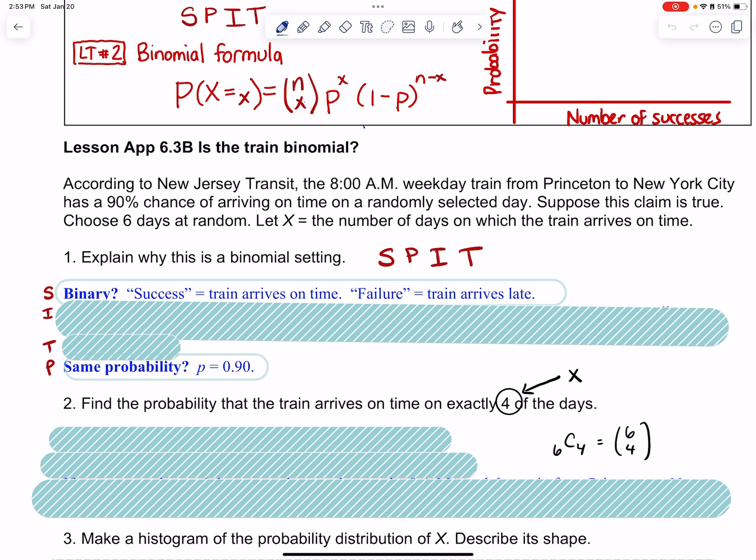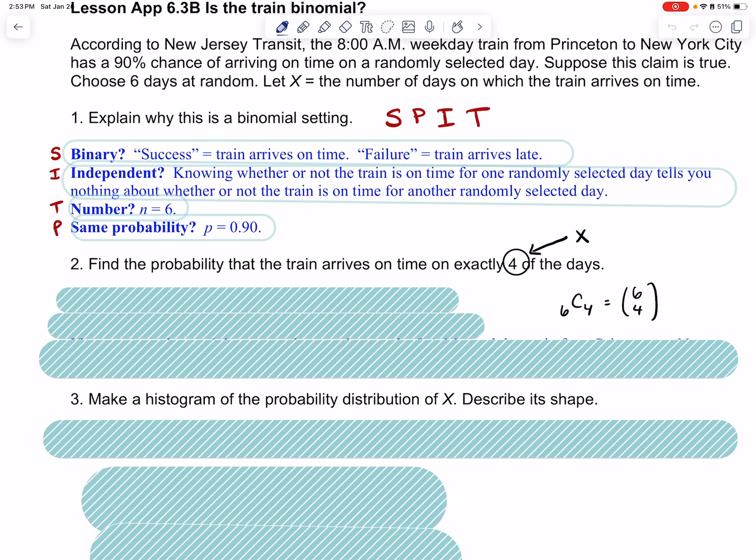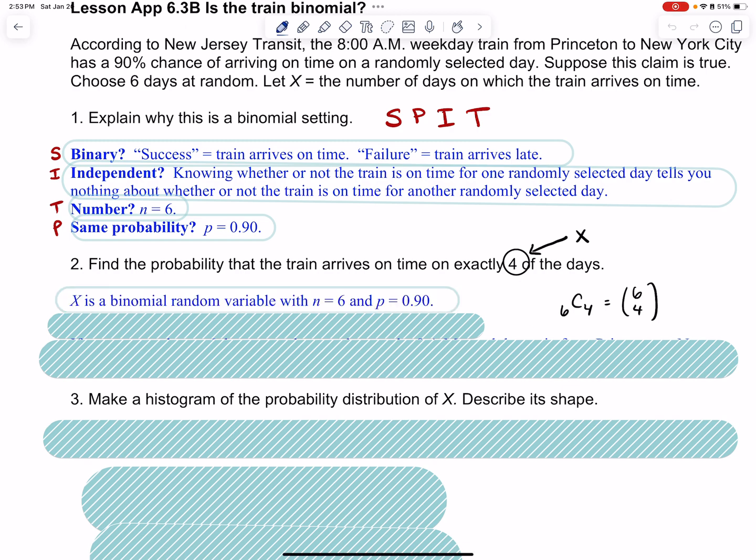P is probability, the same. P equals 90%. I is independent. Yes, one day of being on time doesn't affect another day. And finally, T, n is equal to 6 because it asks you specifically about 6 days. Finding the probability that exactly 4 days out of 6 they're on time. So that's going to be where X is a binomial random variable, where n is 6 and p is 0.9, and X is 4.